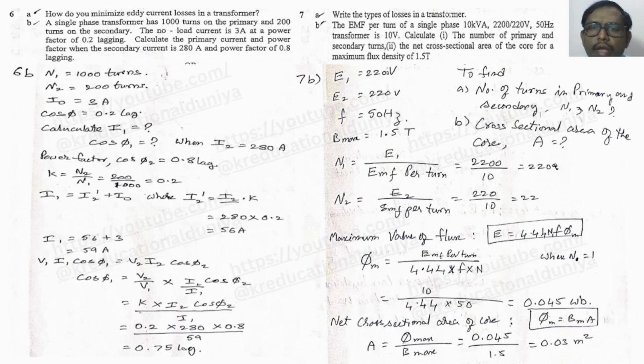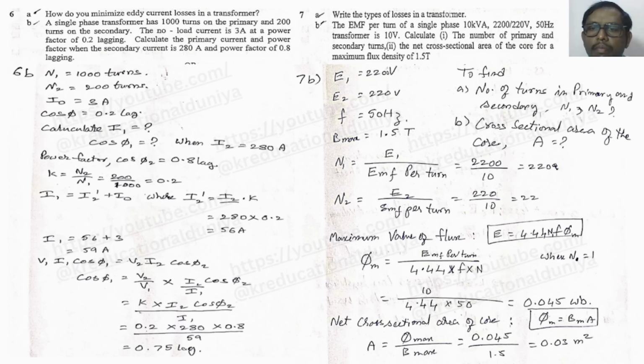So N1 is the number of turns in the primary winding. How are we going to get it? They have already given the E1 value. E1 means the total EMF, the total voltage in the entire primary winding. Entire primary winding means the total number of turns, and each turn's voltage value they have given, that is 10 volts. So N1 equal to total winding voltage by each turn voltage, E1 by EMF per turn.